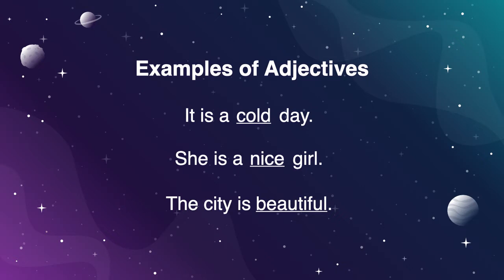अब मैं आपको एक और example दूंगी. The city is beautiful. सिटी कैसी है? ब्यूटिफुल है. तो ब्यूटिफुल क्या है? Adjective है. Now I hope you must have understood what adjectives are. Now we will move on to the next topic.